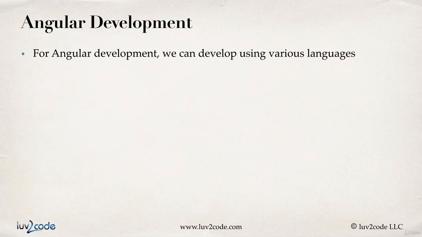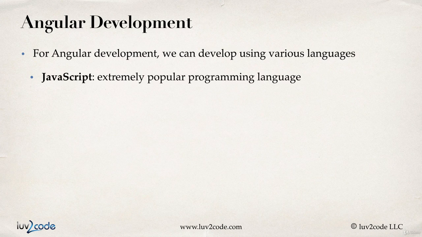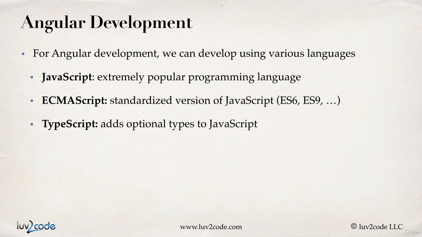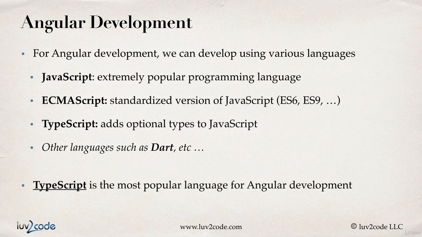For Angular development, we can develop using various languages. So we can make use of JavaScript, the extremely popular programming language. You can also use ECMAScript, the standardized version of JavaScript, so you'll see references such as ES6, ES9, and so on. There's also TypeScript, which adds optional types to JavaScript. And you can even develop Angular apps in other languages such as Dart and so on. Now, TypeScript is the most popular language for Angular development, and I'll talk more about that later.